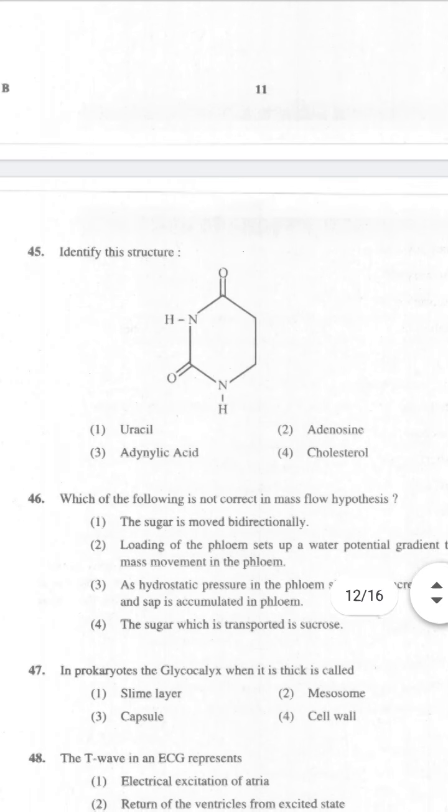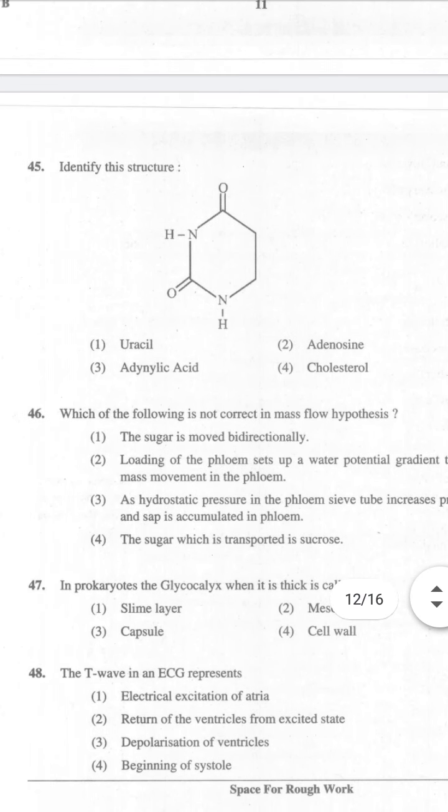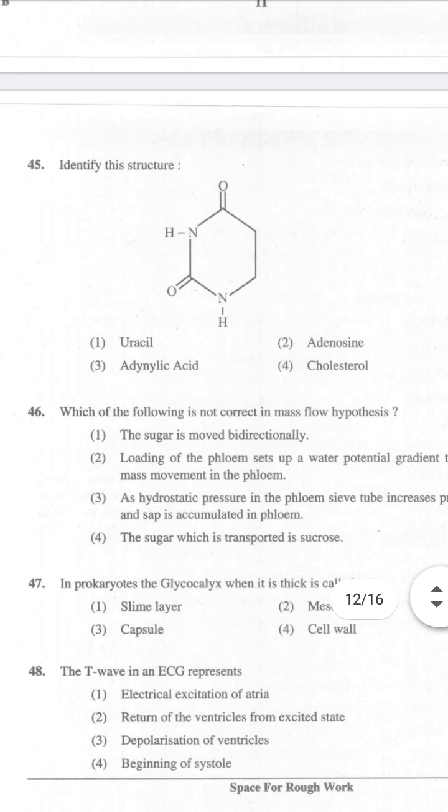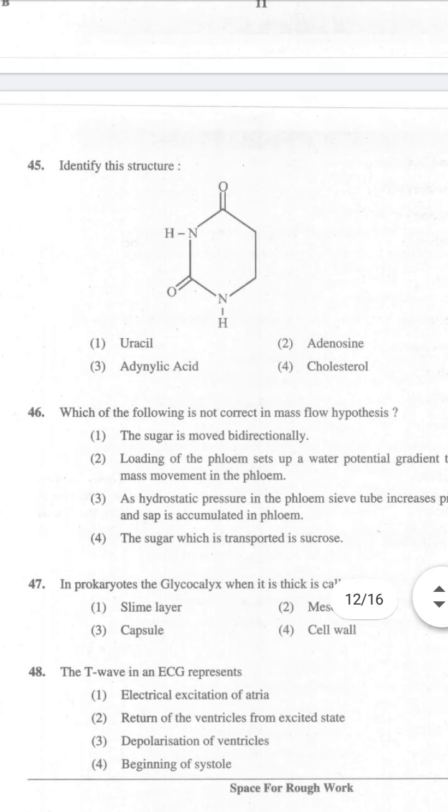Identify the structure. Here there is one structure. We need to choose which structure it is exactly. Option 1, uracil. Option 2, adenosine. Option 3, adenylic acid. Option 4, cholesterol. And the correct answer is option 1. And the solution is, the given structure belongs to uracil. Hope you understood this one.